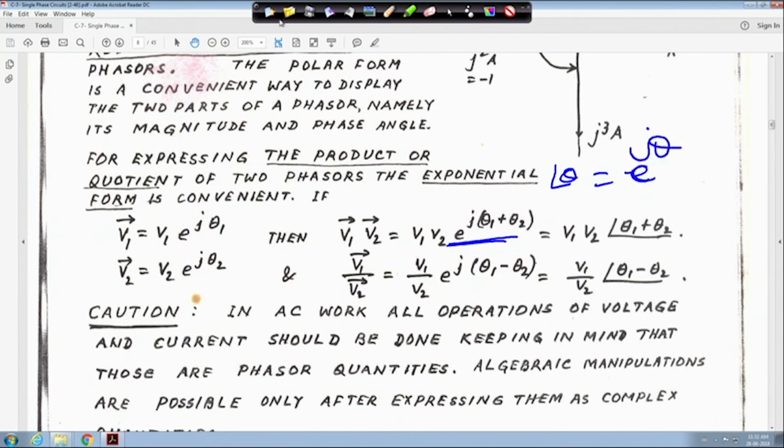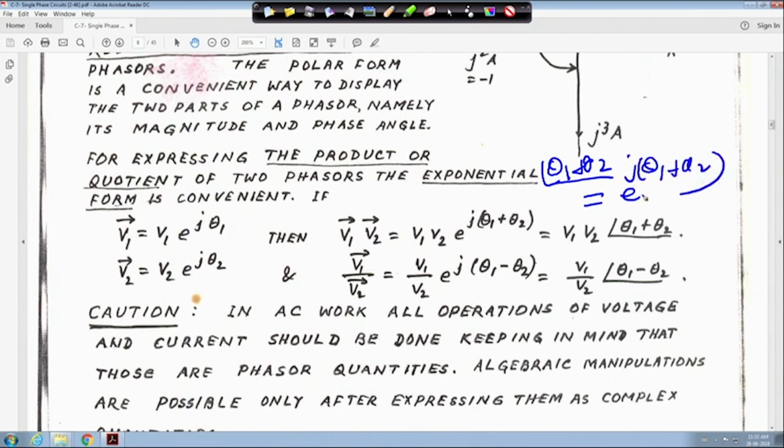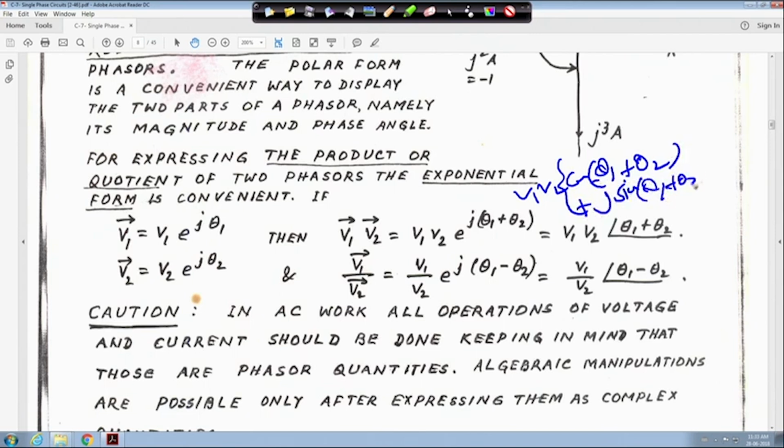So here angle theta 1 plus theta 2 is equal to e to the power j theta 1 plus theta 2. That means this is equal to V1 V2 in bracket cos of theta 1 plus theta 2 plus j sin of theta 1 plus theta 2. V1 and V2 are the magnitudes, and theta 1 and theta 2 are the angles of V1 and V2 respectively. Similarly, let us take V1 by V2.